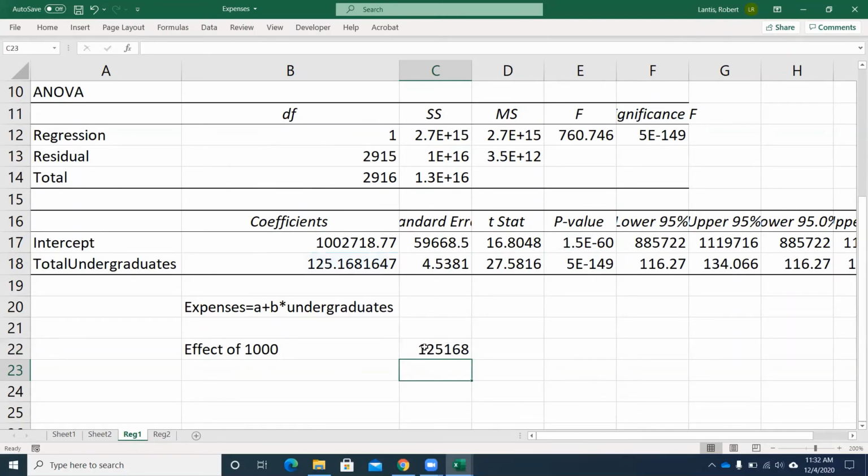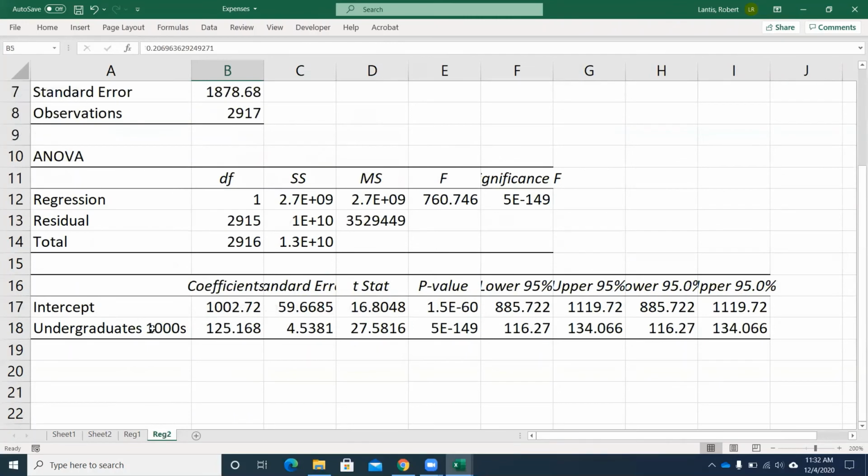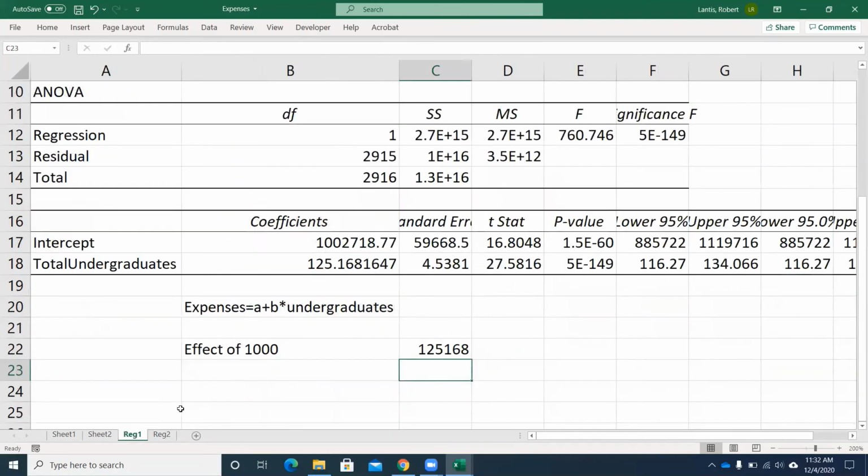It would predict that 1,000 more students would increase expenses by $125,000, which is exactly what our interpretation was here. It's interesting to see that you're going to get the same effect no matter what the units of your x variable are. It's just that here, maybe it took us a little more time to find the effect of a $1,000 change. Okay.